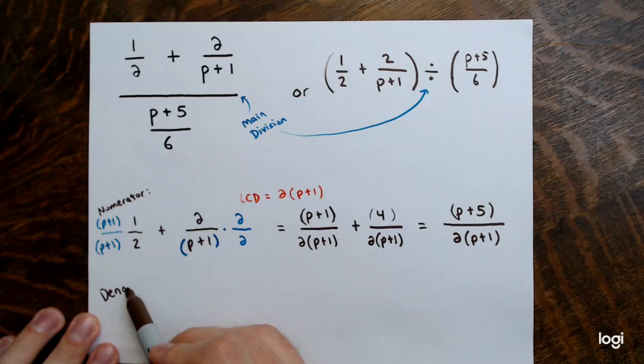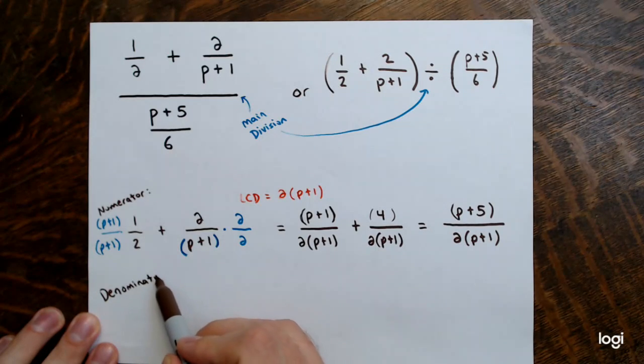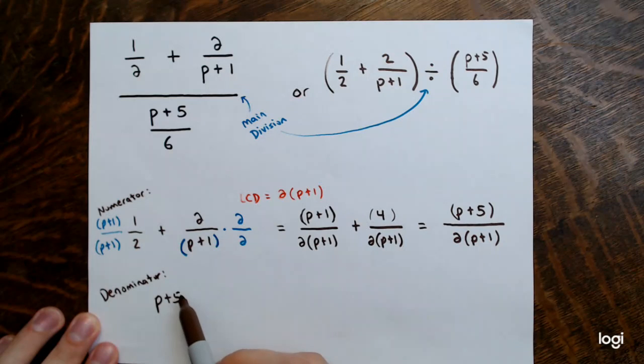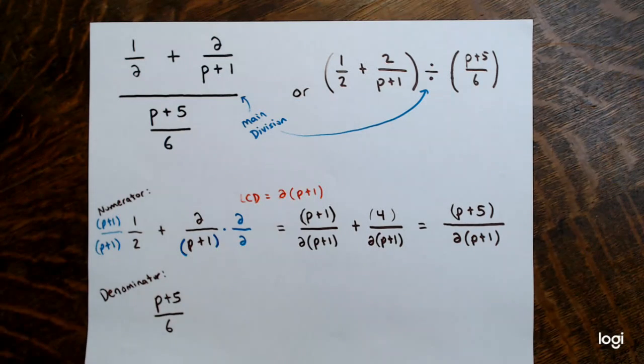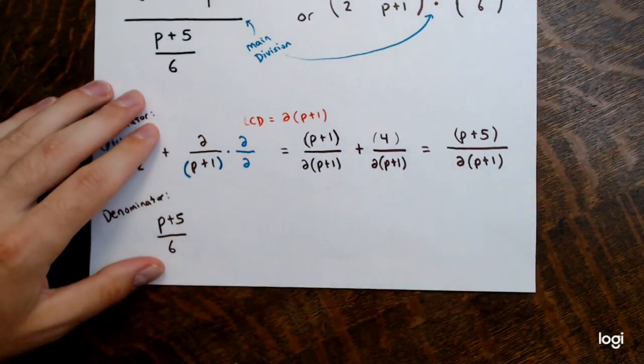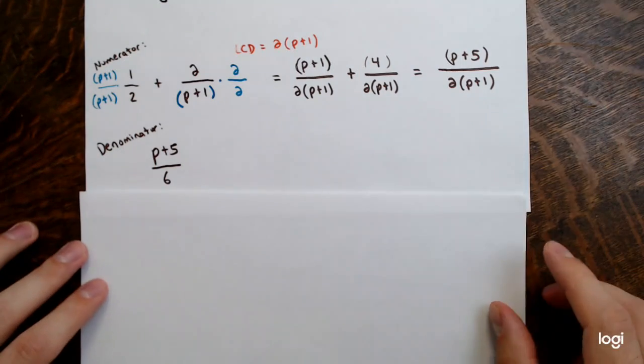And now we look at the denominator, and I mentioned already, the denominator is already a single fraction. It's p plus 5 divided by 6. And I'll leave it like that. Now, we'll factor stuff in a second after I rewrite it. Alright, so I've got the numerator as a single fraction, simplified. I've got the denominator as a single fraction, simplified.